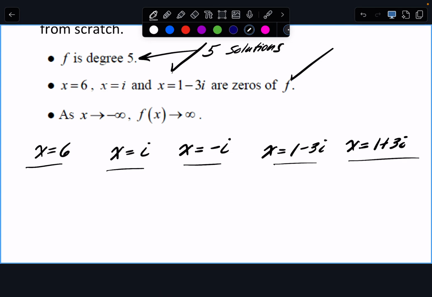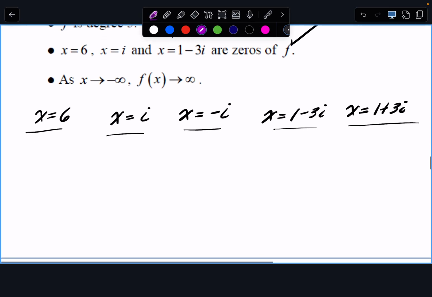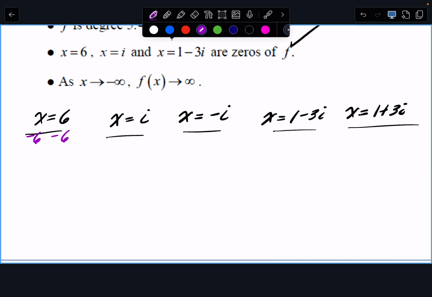Okay, so then from there it says, okay, so if it wants a polynomial, these are solutions. We work backwards to find the factors. So we're going to minus 6. x minus 6 equals 0. Subtract i. x minus i equals 0. Add i. x plus i equals 0.